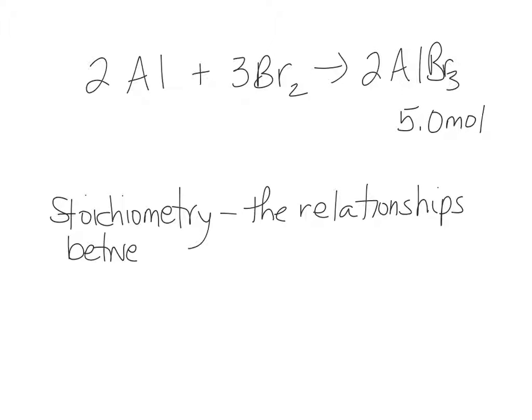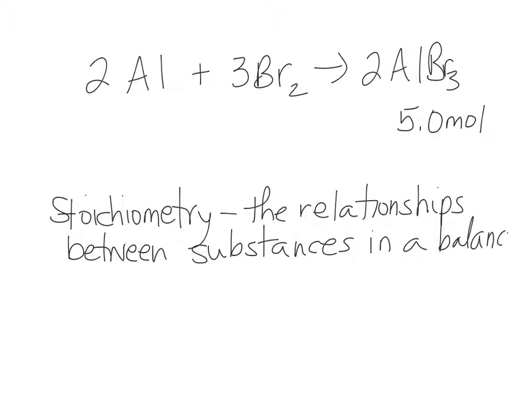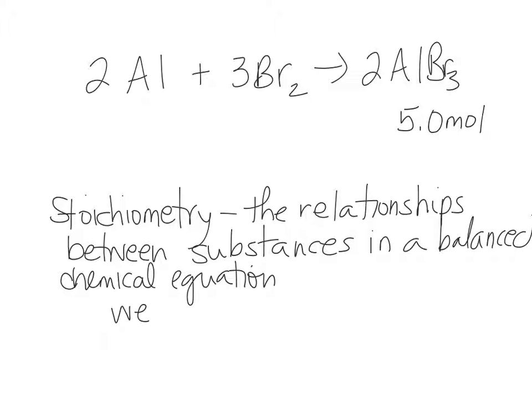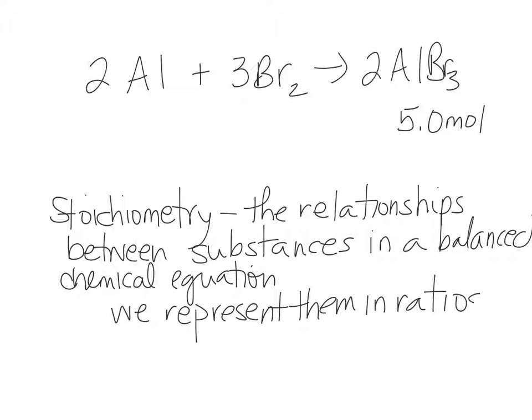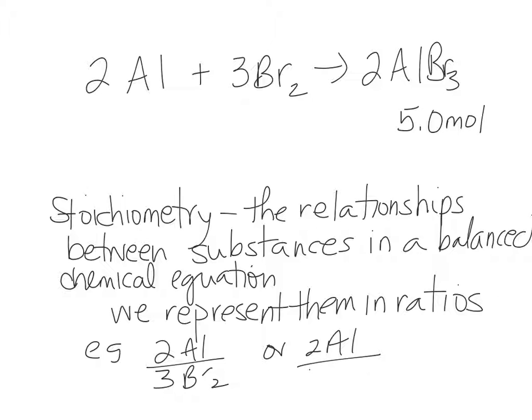between substances in a balanced chemical equation. We represent them in ratios. So for example, 2 aluminum react with 3 bromine, or 2 aluminum produce 2 aluminum bromides.